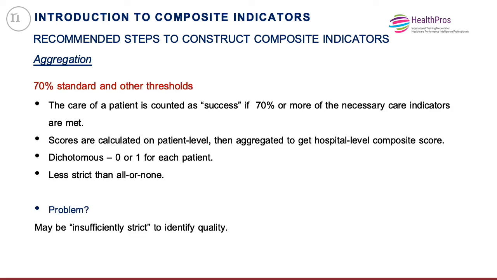And the last approach I will mention is the 70% standard and other thresholds. This is similar to all or none, but with a less strict threshold. In the 70% standard, the care of the patient is counted as a success only if at least 70% or more of the necessary care indicators are given. Like all or none, scores are calculated on patient level and then averaged to get the hospital level composite score.